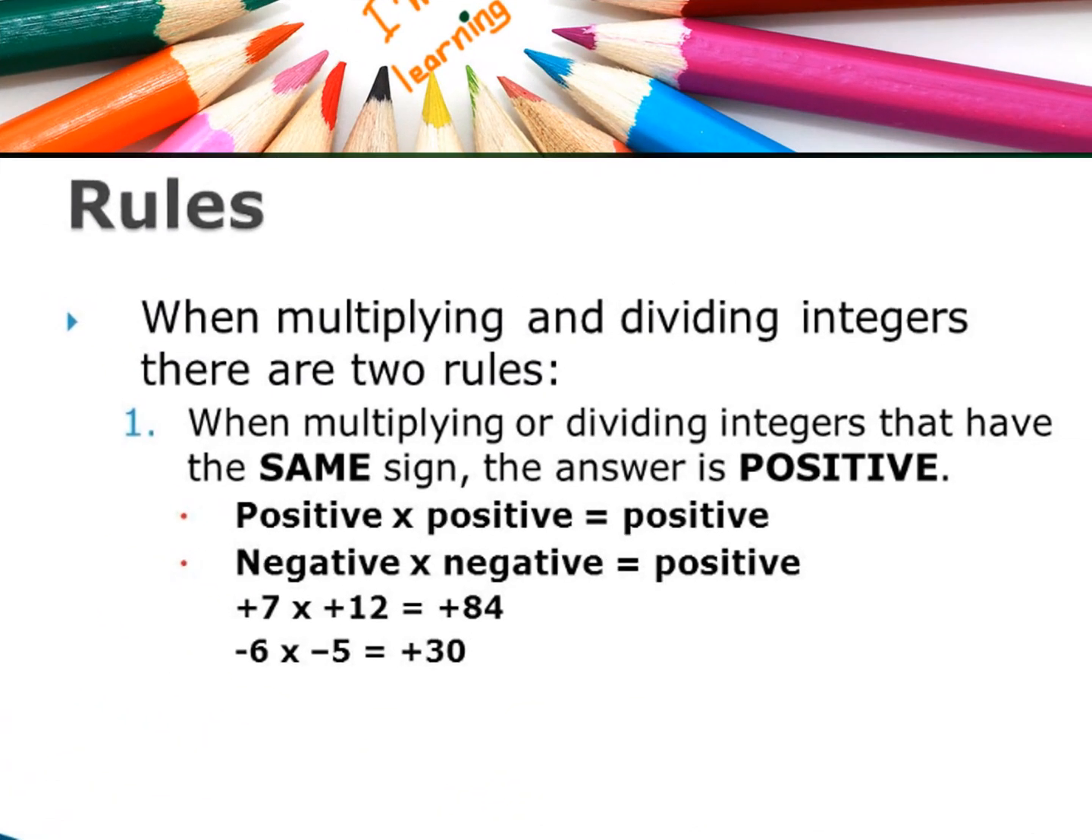So there are rules to follow. When multiplying and dividing integers, there are two rules. Number one, when multiplying or dividing integers that have the same sign, the answer is positive. Again, that have the same sign. Example, positive times positive equals positive. Negative times negative equals positive. Example in numbers: positive 7 times positive 12 is equal to positive 84. Negative 6 times negative 5 is equal to positive 30. Again, same sign, the answer is positive. That is rule number one for multiplying and dividing integers.